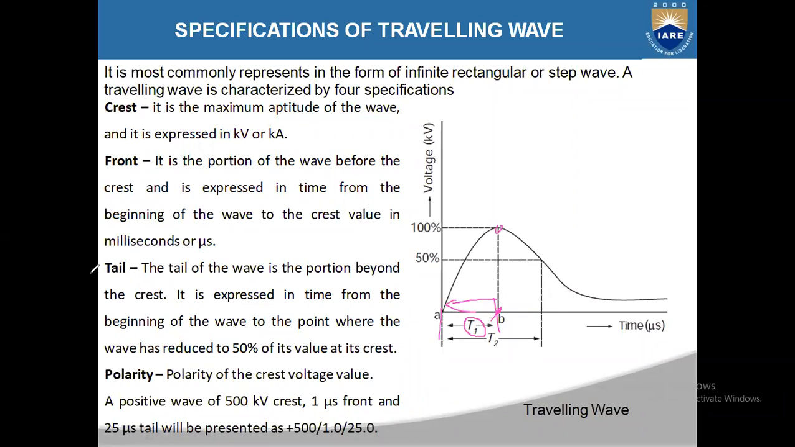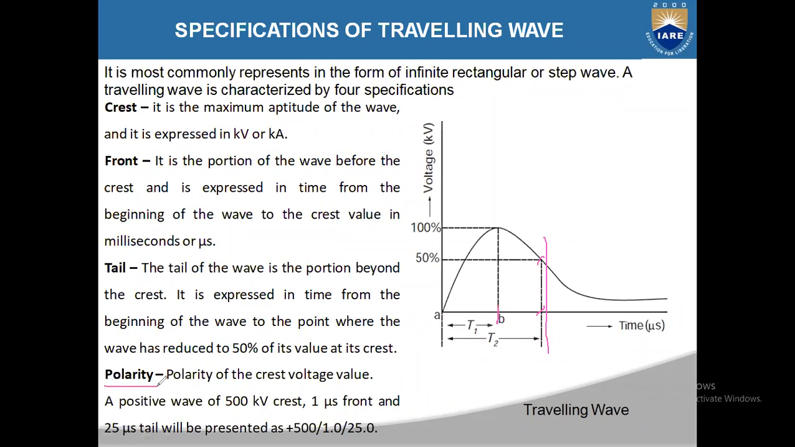In a similar manner, another specification is wave tail. Wave tail is the portion of the wave beyond the crest. Before the crest is the front, and beyond the crest is the tail. That is from the crest to 50% of the crest value. The portion of the wave from this crest point B to the point where the wave falls to 50% of the total crest value, up to that point you can consider it as the wave tail. So here T2 you can consider as the wave tail, from the beginning to this point.